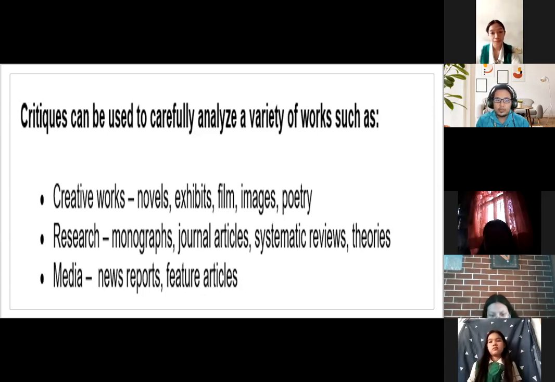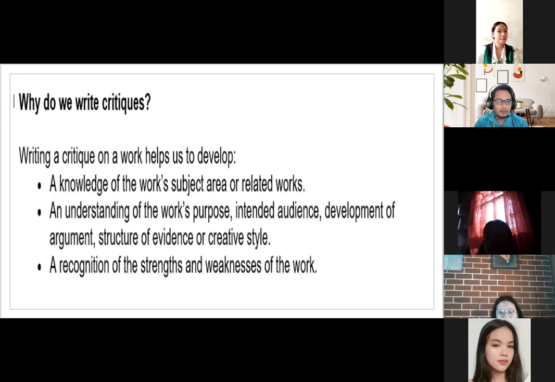The purpose of evaluation is to gauge the usefulness or impact of a work in a particular field. So that is our critic paper. Meaning it is an observation of a particular paper by using the different approaches that you're going to learn later on. So how do we write a critic? Writing a critic on a work helps us to develop the following.